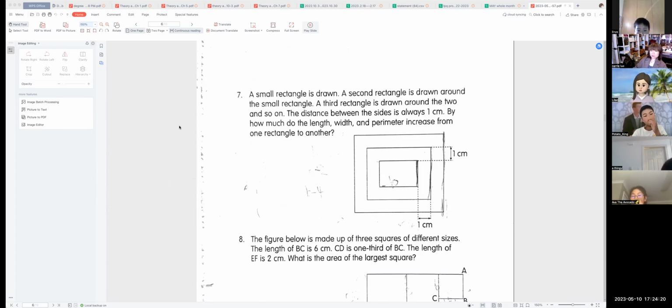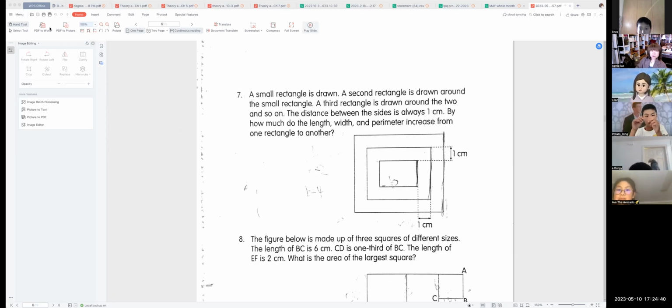So let's take a look at number 7, okay? A small rectangle is drawn. A second rectangle is drawn around the small rectangle. A third rectangle is drawn around the second, and so on. The distance between the sides is always 1 centimeter. By how much do the length, width, and perimeter increase from one rectangle to another?